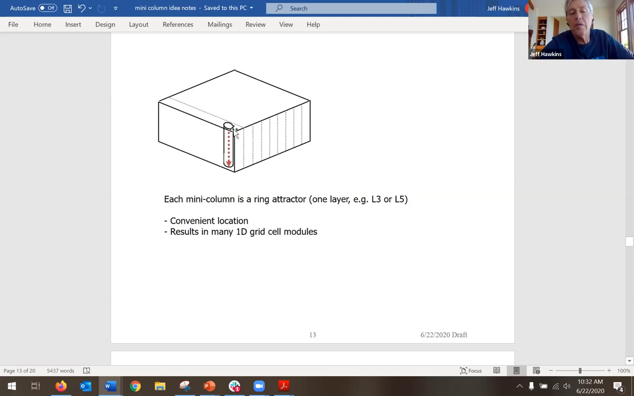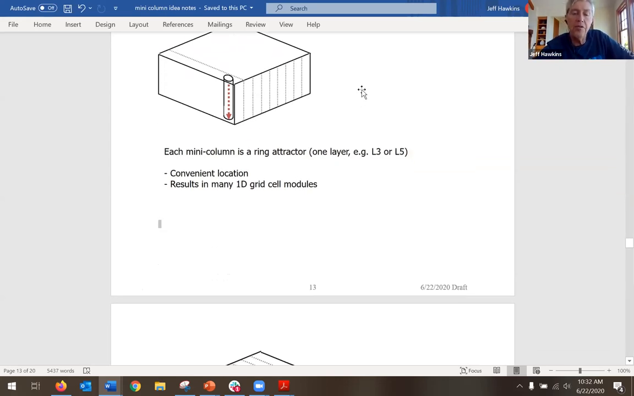And it was like, oh, that's really convenient, because here's a minicolumn. I've been arguing the minicolumn is a movement vector. And I have just a bunch of cells in that and they can just progress like this. It's not every cell in the minicolumn, it's just one layer of cells. And that was really nice. This would result in many 1D grid cell modules. Essentially every minicolumn would be a 1D grid cell module. And there are a lot of advantages to having a lot of grid cell modules. It makes very high dimensional spaces.